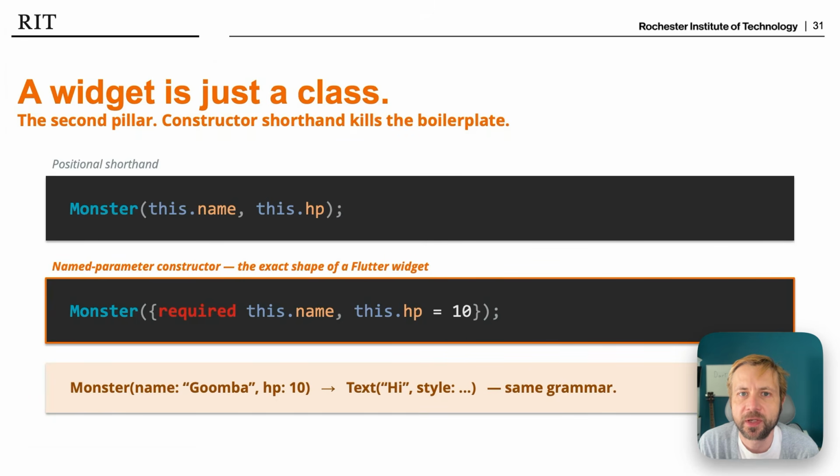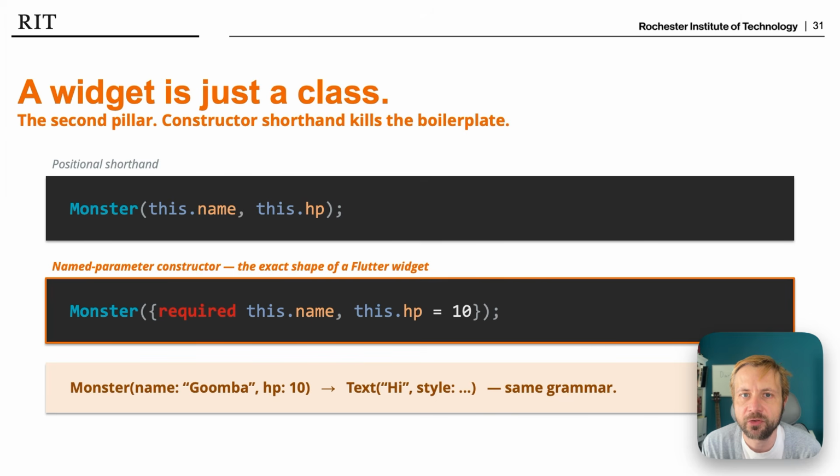Same story as named parameters. Classes are where Dart starts to look like Flutter. The class part you know: fields, methods, make an instance, same as any class you've written before. The thing worth a look here is the constructor, because Dart has a shorthand you're going to see constantly.